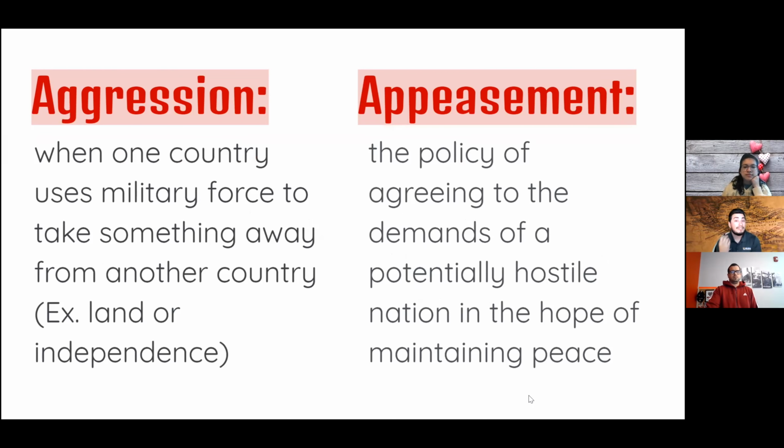You know from our previous lesson, we know that there's a different method going to be used, something along the ideas of appeasement. And if you can't remember from that last lesson, appeasement is the policy of agreeing to the demands of a potentially hostile nation in the hope of maintaining peace. But when we say the word aggression, don't forget aggression just simply means when one country uses military force to take away from another country. So using violence and action to get what they want.